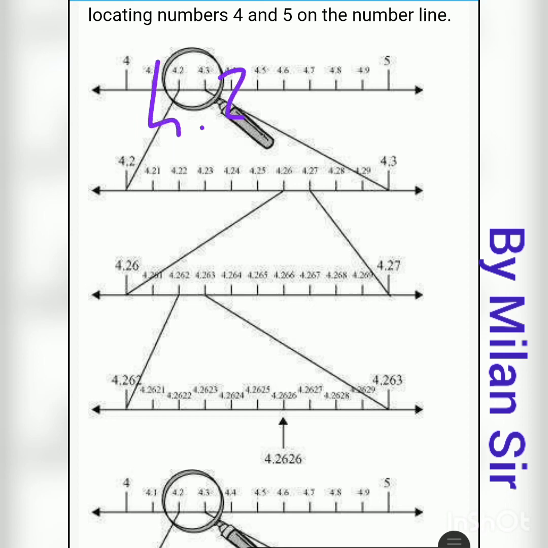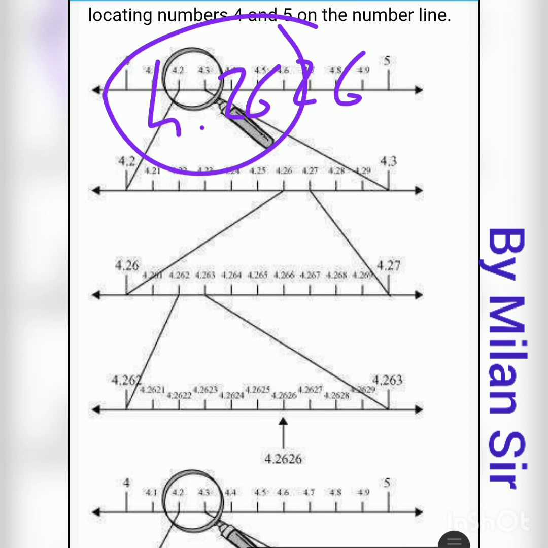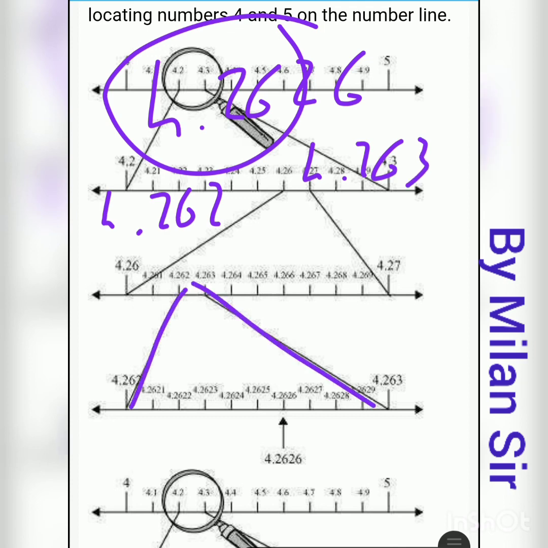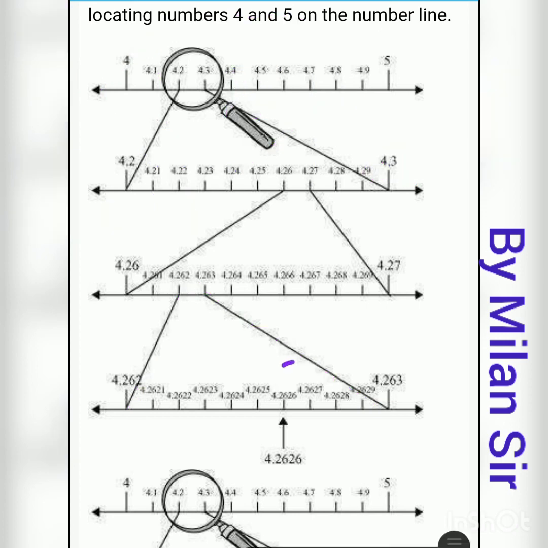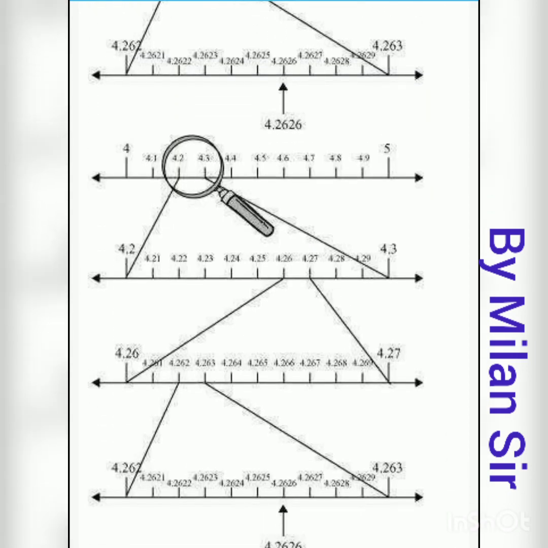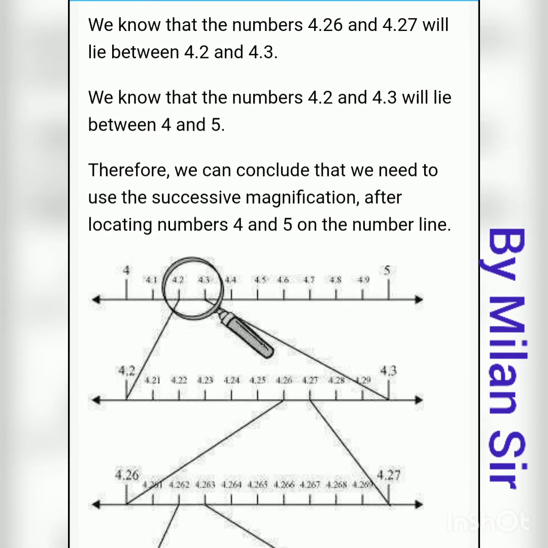But if we look at the number, here 4.262, this number lies between 4.262 and 4.263. So we need to zoom this part. After that we get 4.2621, 2622 up to 4.263. In that we have our number 4.2626. This is the magnification process of 4.2626. Here this figure is given twice, but we need to draw it only one time.